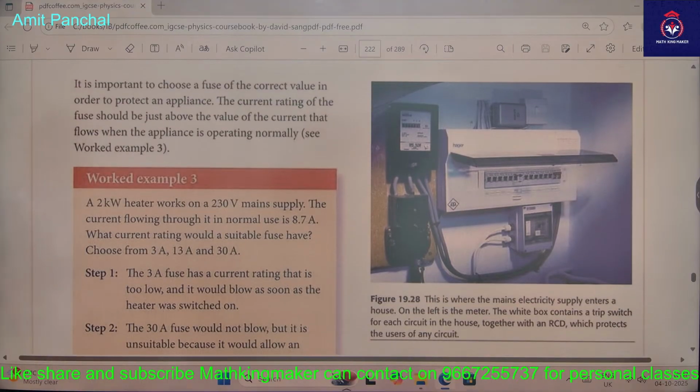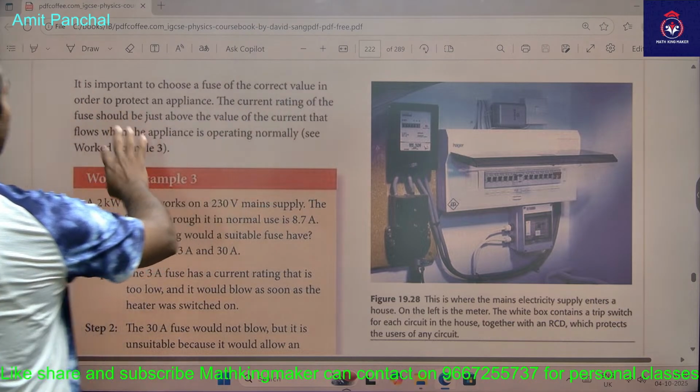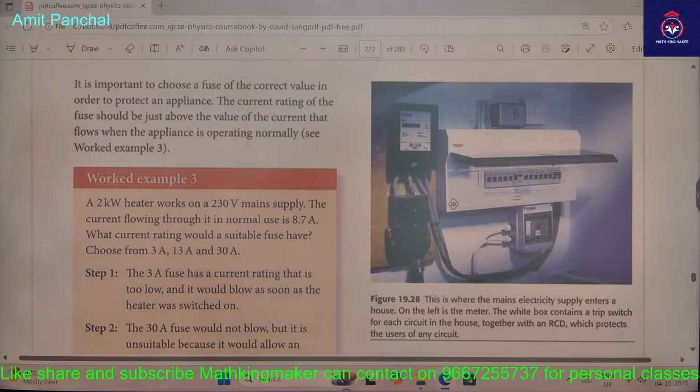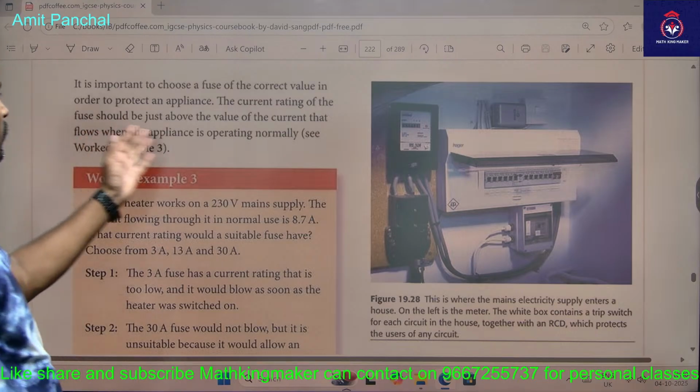As I told you, it should be an appropriate value fuse. So the correct value, in order to protect an appliance, the current rating of the fuse should be just above the value of the current that flows when the appliance is operating.